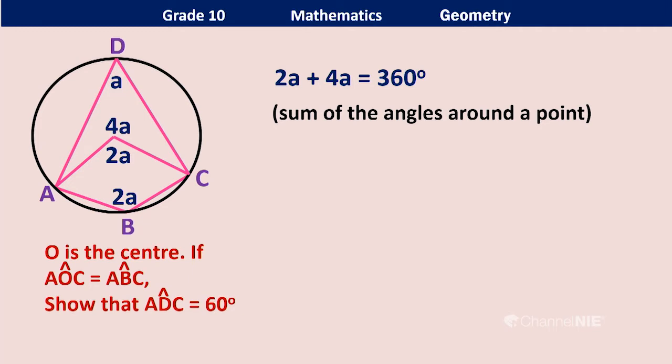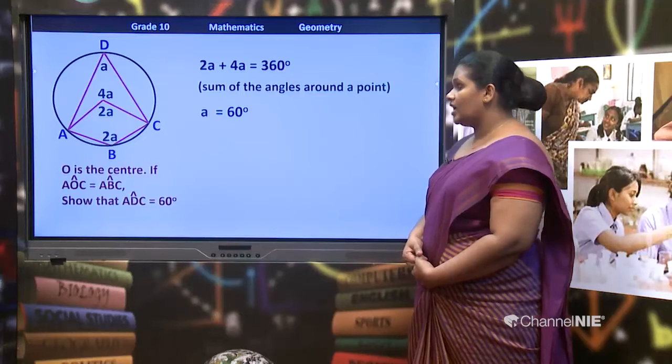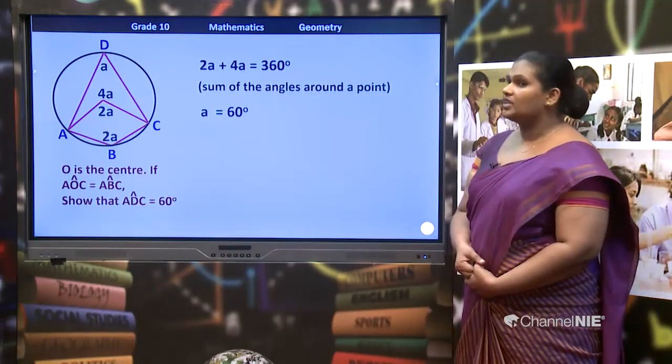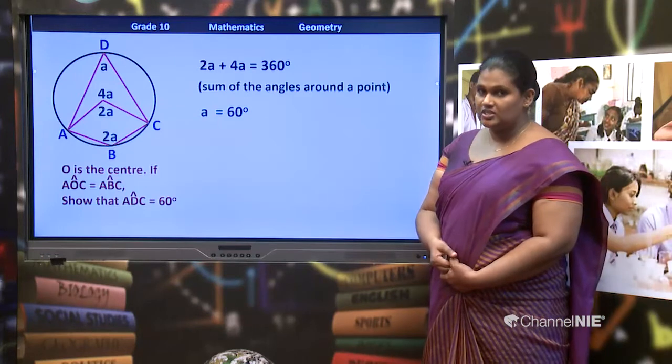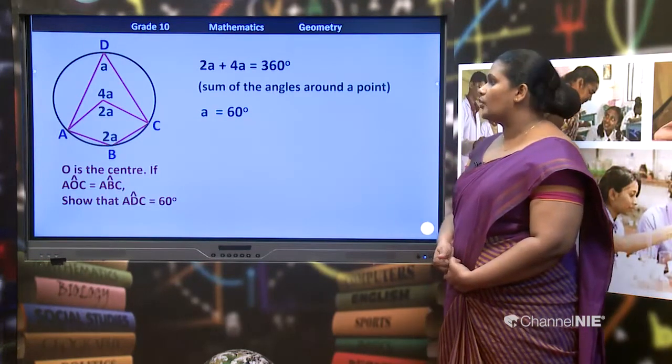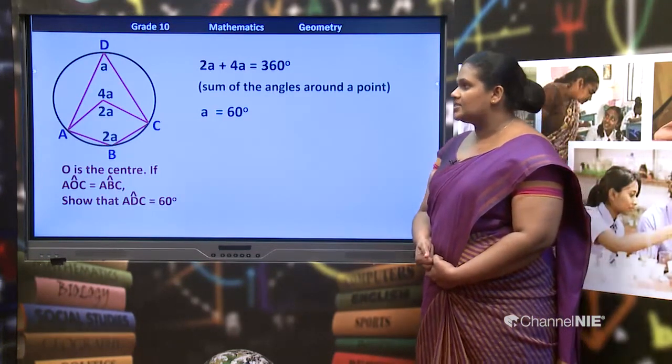Right. Now, we have got a simple equation. By solving this simple equation, I can get the value of A. So, we will simplify it. 2A plus 4A means 6A. 6A equals 360 degrees. To find the value of A, we have to divide both sides by 6. So, 6A divided by 6 is A. 360 degrees divided by 6 is 60 degrees. Therefore, the value of A is 60 degrees.